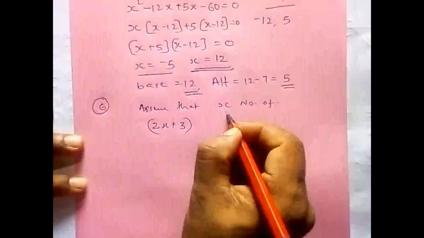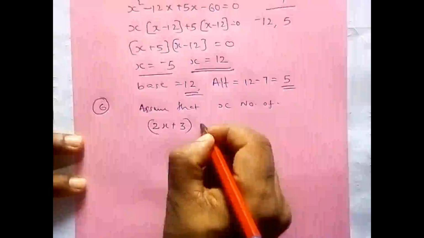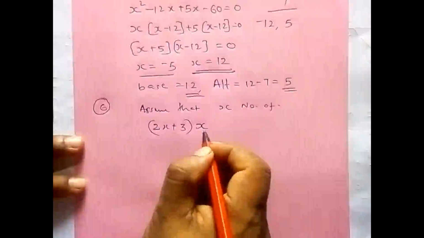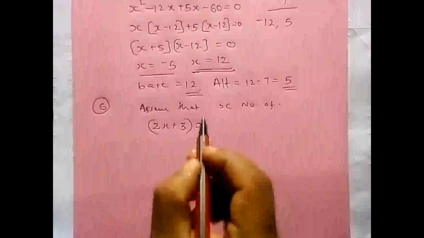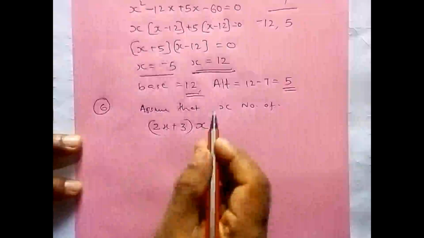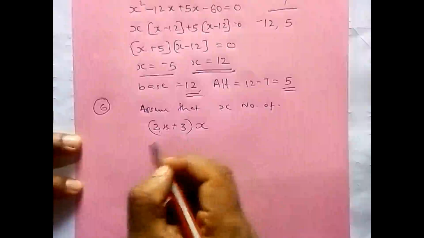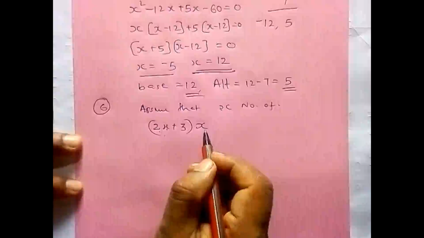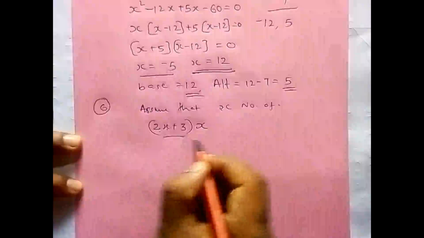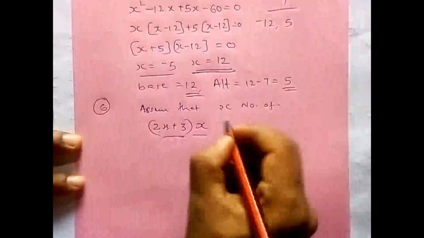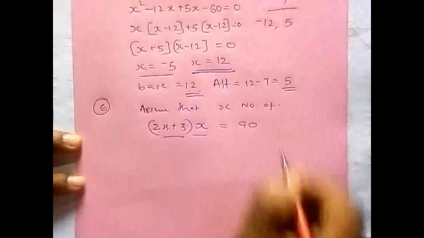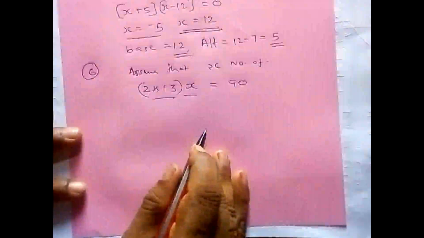So how many articles do we have? X articles here, for 1 day. So the total cost for 1 day is (2x plus 3) into x. Clear? The cost of production of one article is 3 more than twice the number of articles, that is 2x plus 3. Like that we have x articles. So the total cost is the cost of one article into the total number, and that is given to be 90 on a day. Okay, we have to find the value of x.